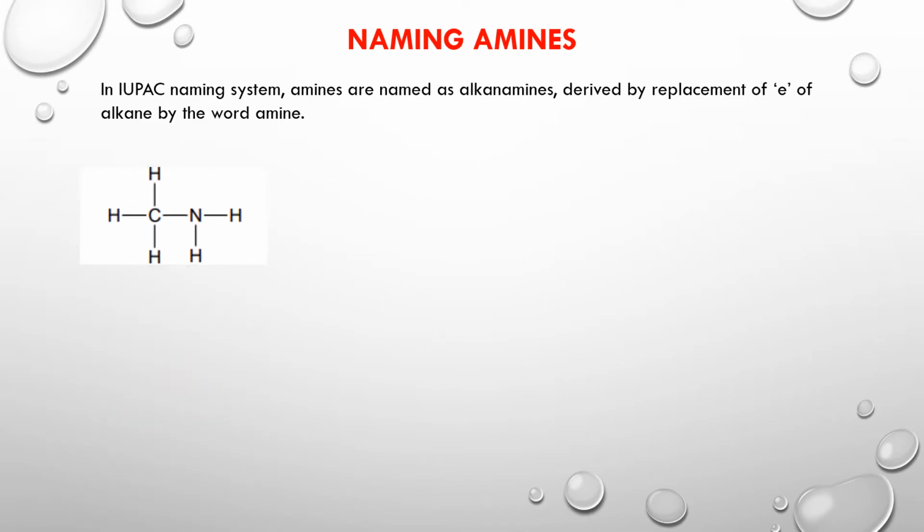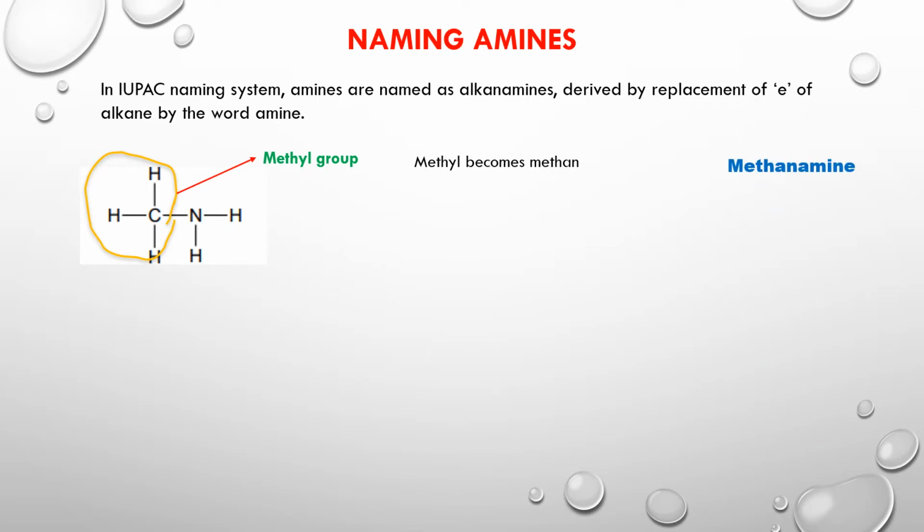Let's look at example number 1. In this particular example, the nitrogen group is attached to one carbon. A one carbon organic compound is known as methyl. A CH3 group is a methyl group. So when we are naming the amine, the methyl will become methane. So you use the prefix methane and then put the word amine so that it becomes methanamine.